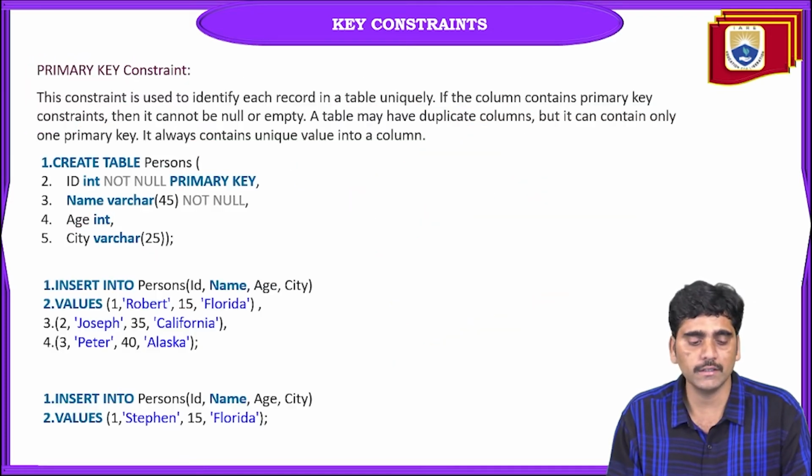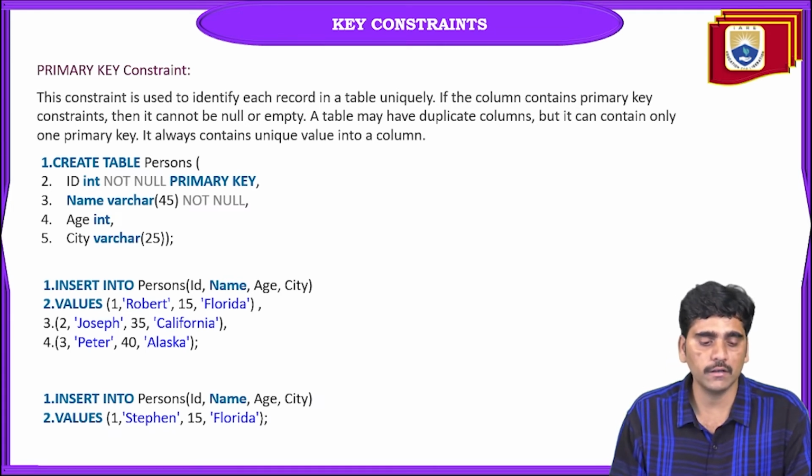The next constraint is what? Primary key constraint. The next constraint is what?